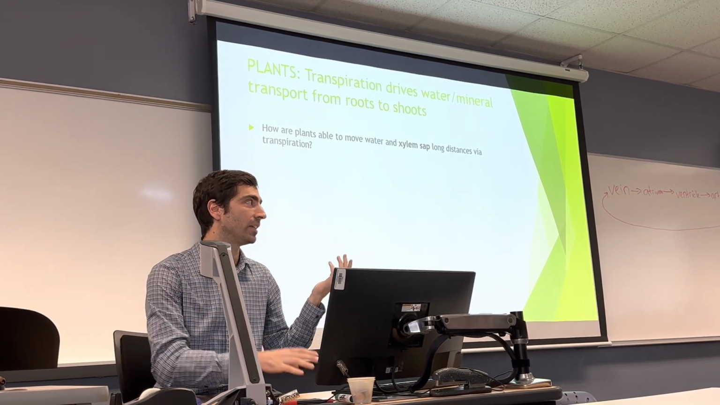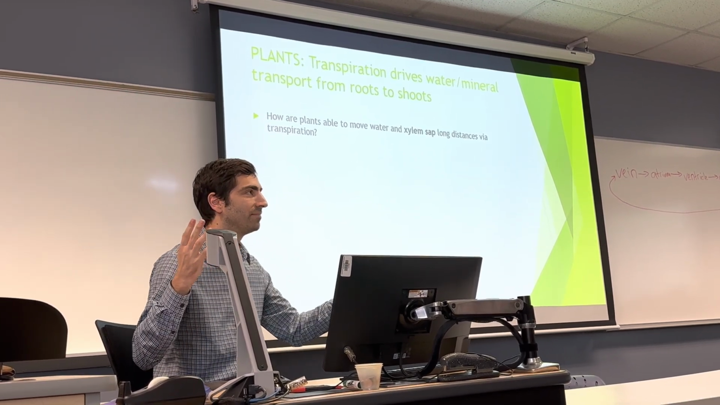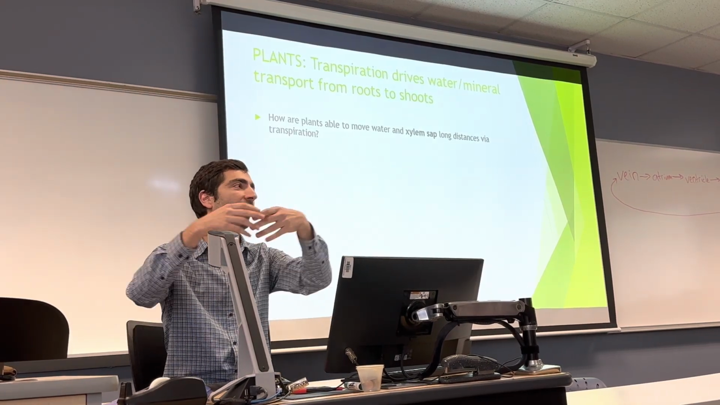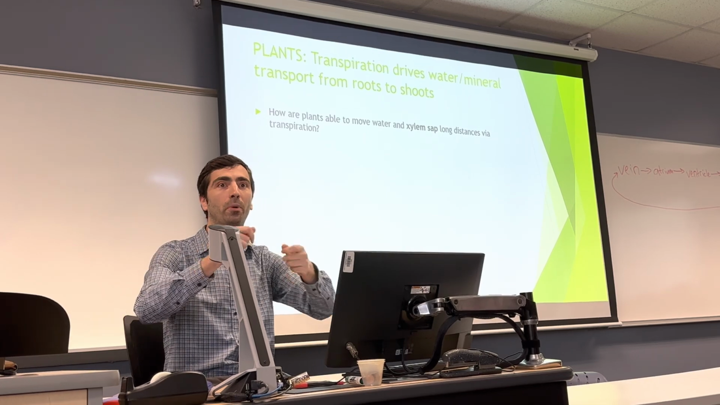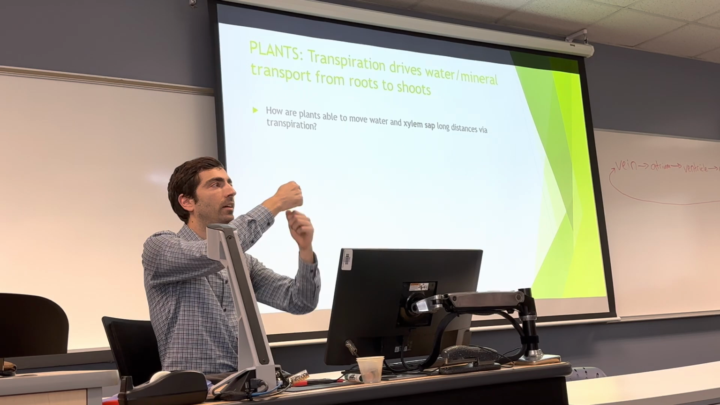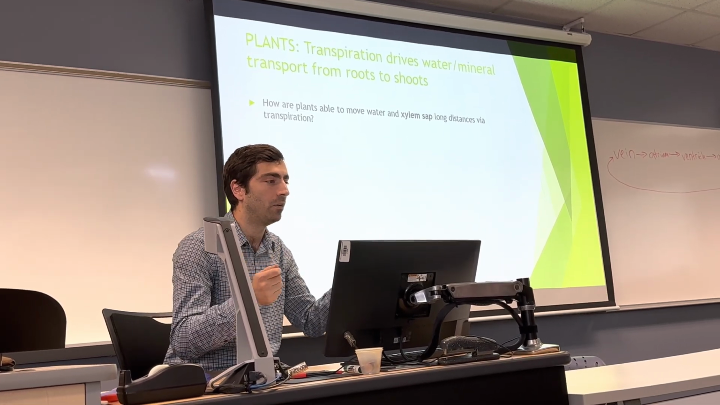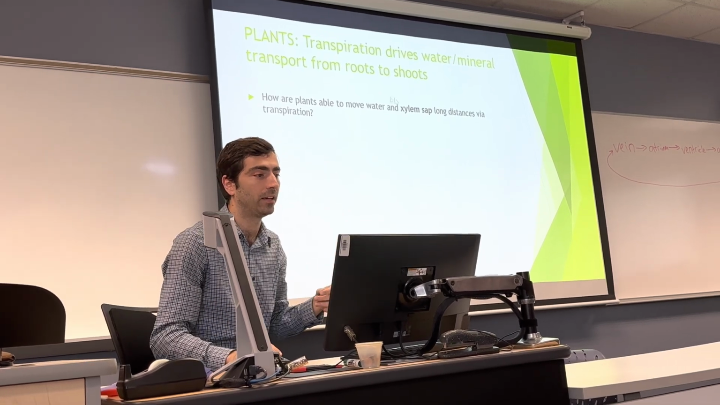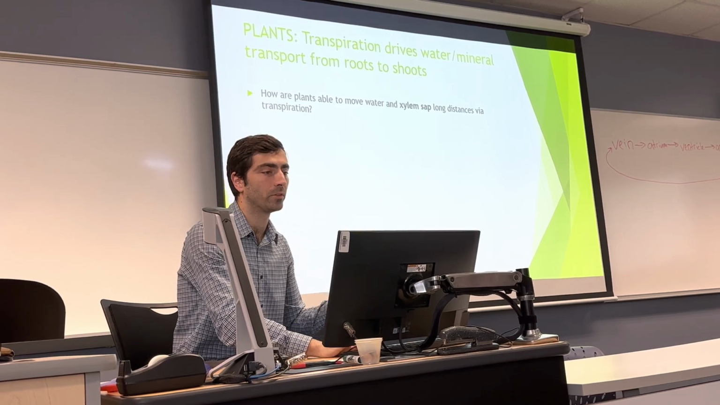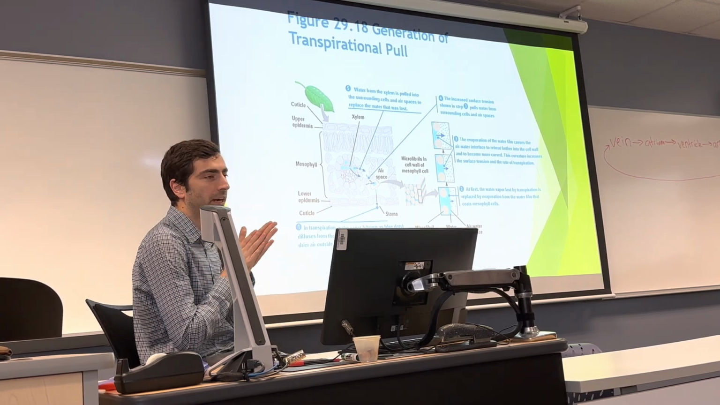So transpiration is essentially the equivalent of plant sweat. When plants are heated up, water evaporates from their leaves, and this whole process creates a continuous vacuum that keeps water climbing up and up the plant. This is how plants are able to move water and xylem sap potentially long distances from the very bottom, those roots, all the way up. It's through this process of transpiration.